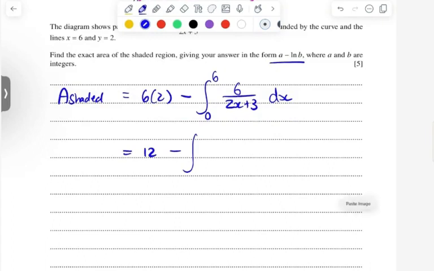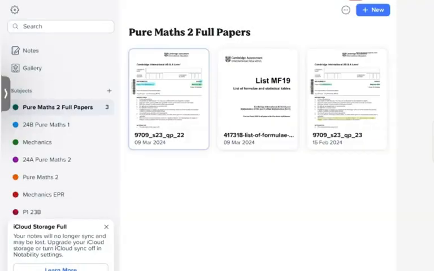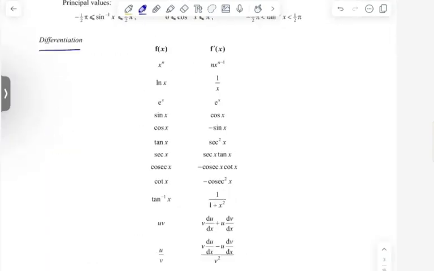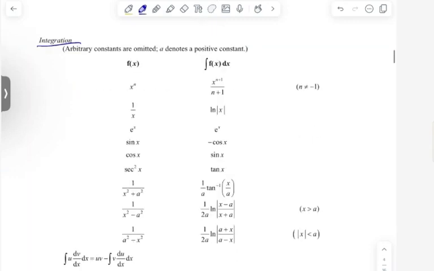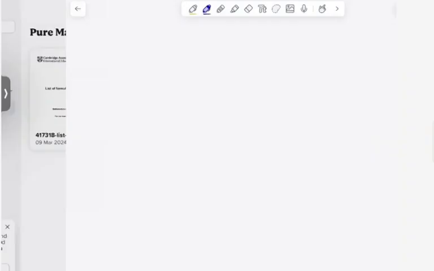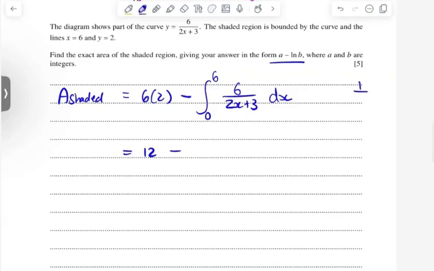I am actually going to integrate immediately. I don't need to prepare my integral. What I see is that this is a reciprocal function. If you go onto your MF19, make sure you're under the correct topic, differentiation and integration. If I integrate 1 over x, it's going to give me ln x. This is the parent type of function we're going to be using, except we have a composite function here. Instead of just 1 over x, we've got a 6 and a 2x plus 3.